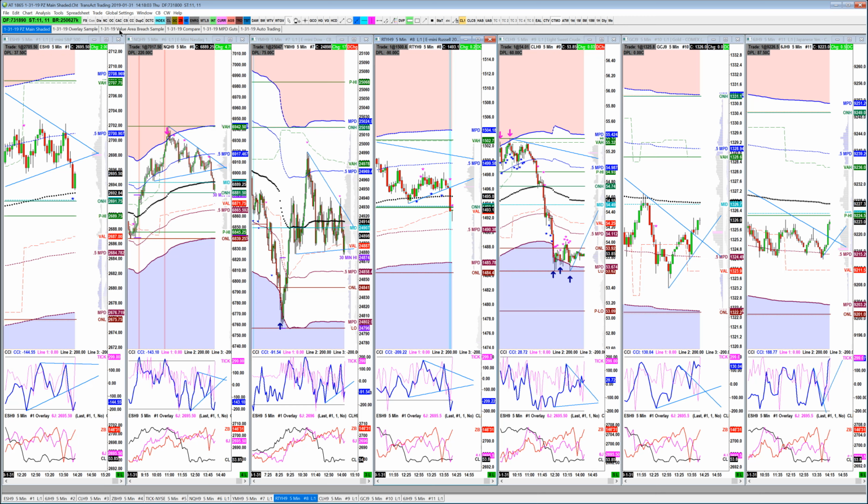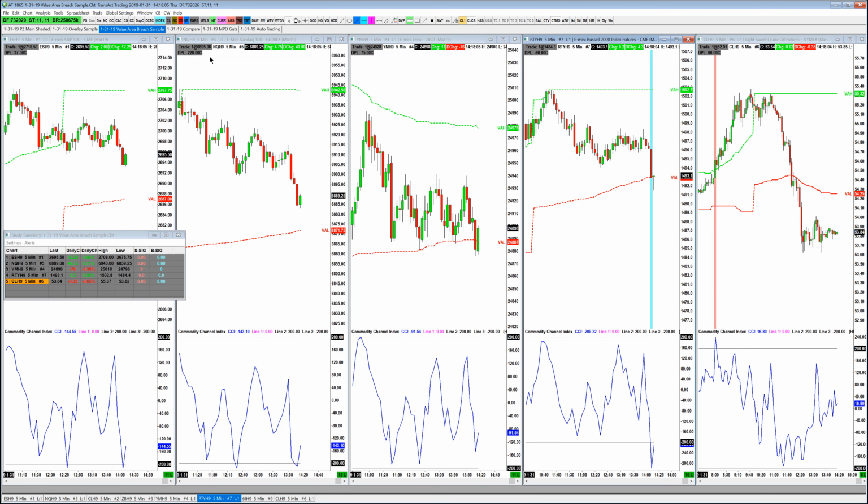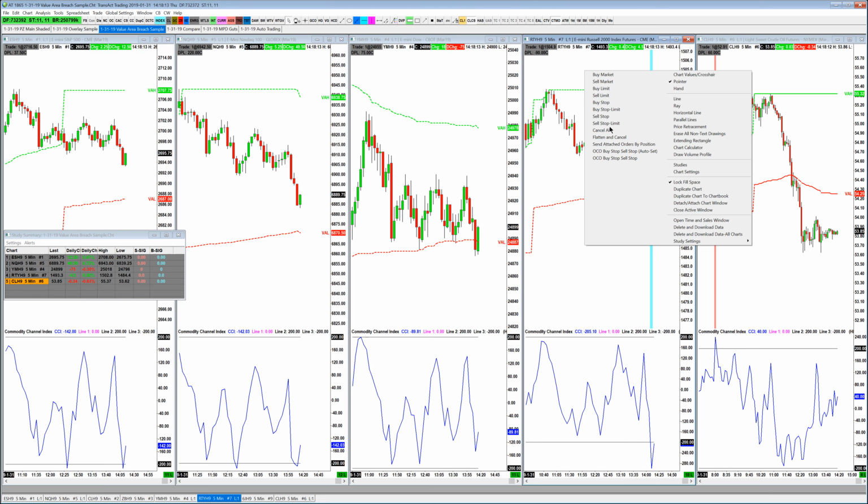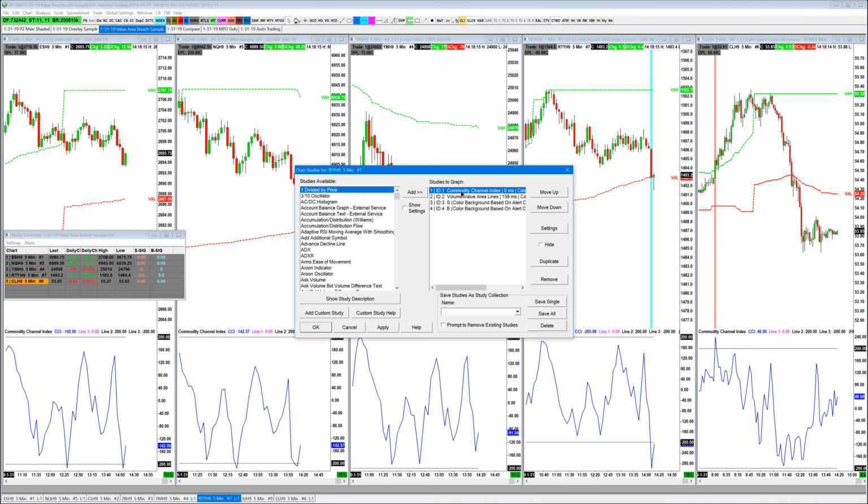This is the one here called 131.19 value area breach sample. So you see the same sort of blue line behavior we saw in the Russell on the other screen a moment ago. This is a study called volume value area lines. That's the green and the red dashed lines. And then the CCI is down here. The only other studies up here are the ones generating the color background behavior, which I'll explain how to do.